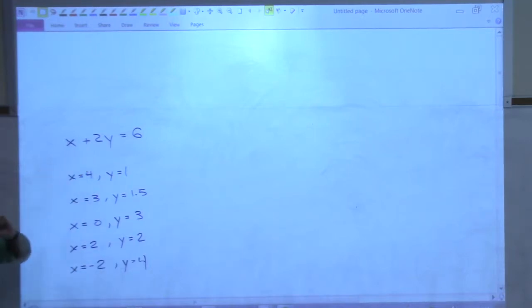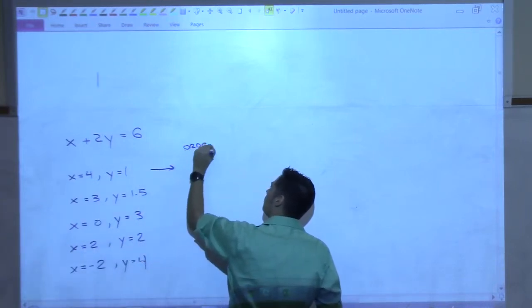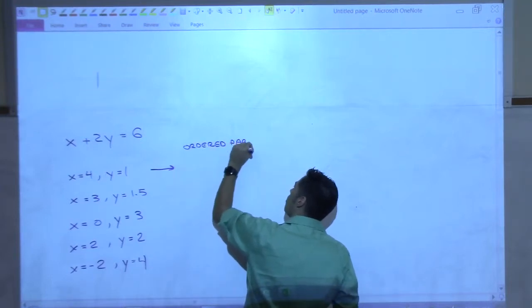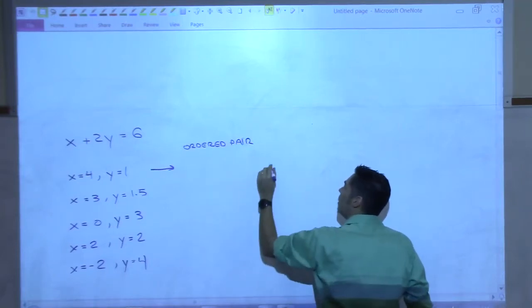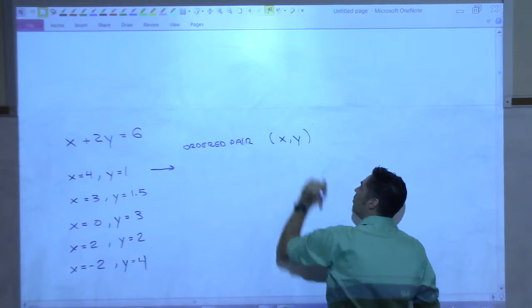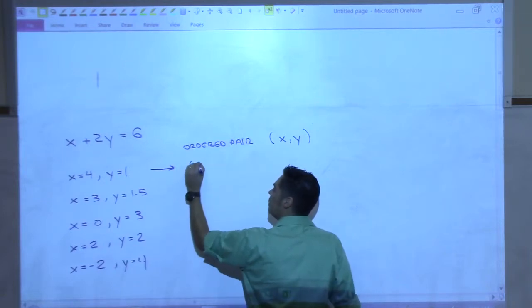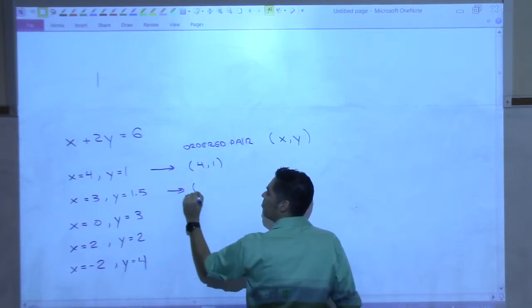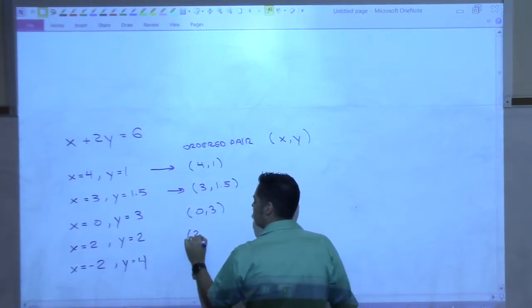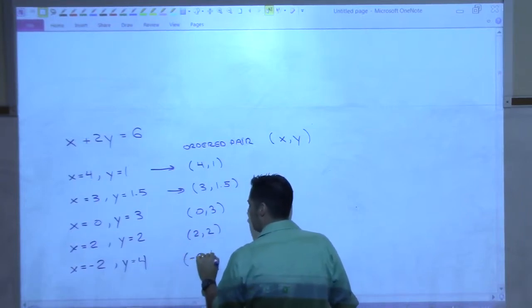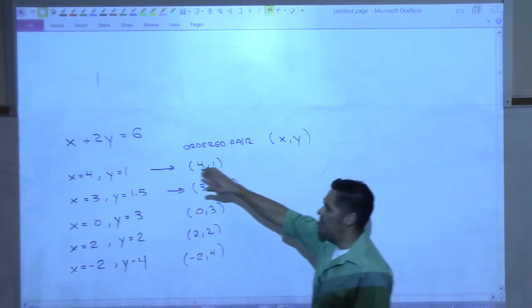All right? So what we do is we write these as what we call an ordered pair. And your ordered pair is always going to look like this, x comma y in parentheses. So this written as an ordered pair would be the ordered pair 4, 1. This would be the ordered pair 3 comma 1.5. And then 0, 3. And then 2, 2. And then finally negative 2, 4. And like I said, there's an infinite number of ordered pairs, right? That would satisfy making this equation true.